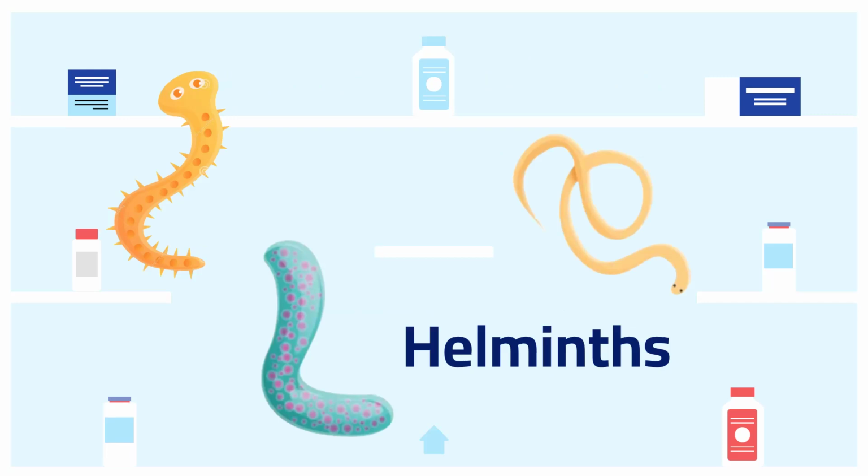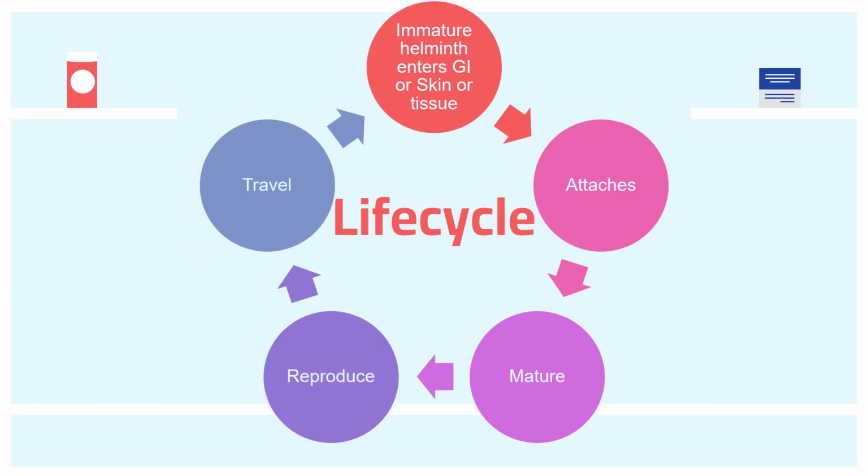So next we're going to talk about helminths. So that's our parasitic worm. And so the life cycle of a parasitic worm, it either enters through the GI tract, so it might be a fecal oral contamination, or it might be through skin or through tissue.